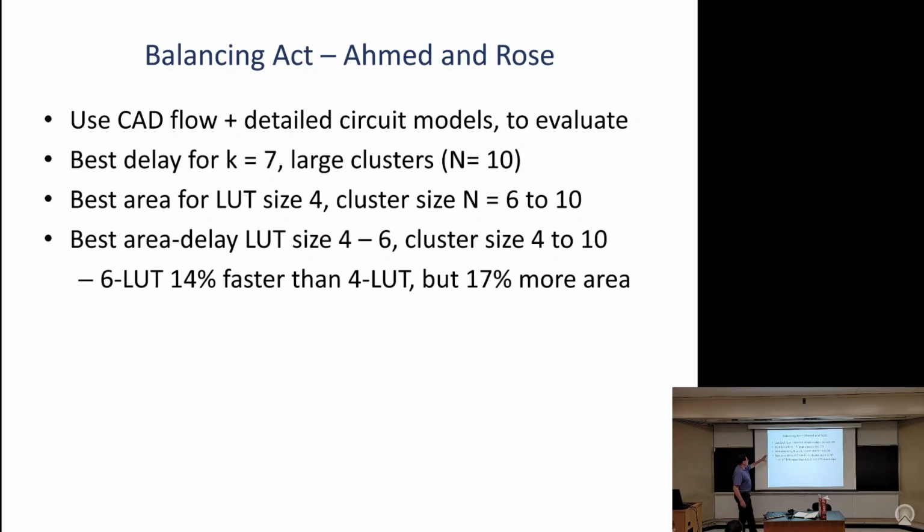Basically, a summary is that big LUTs are good for delay. Large clusters are good for delay. For area, 4-LUTs are still best, with reasonably large but not gigantic clusters, like size 6 to 10. And for the best area-delay products, you get a large minimum from 4 to 6 LUT size, with cluster size of about 4 to 10. The 6-LUT is faster, but it's bigger.